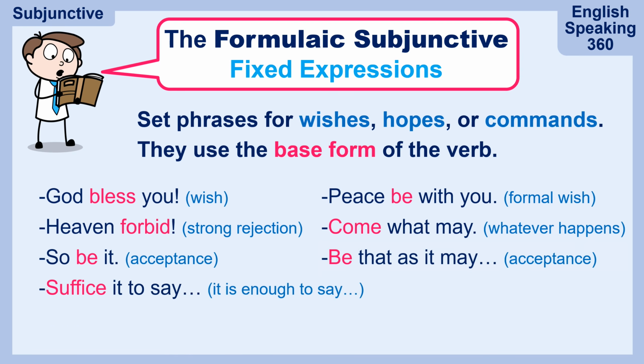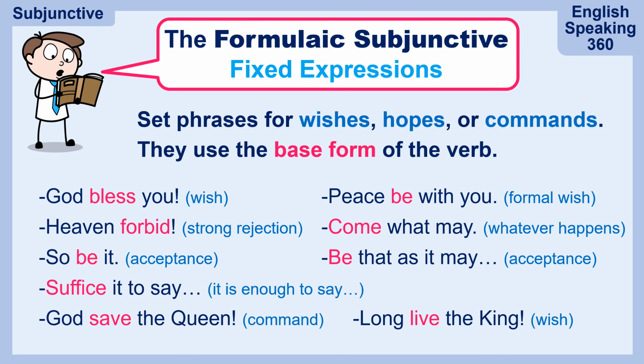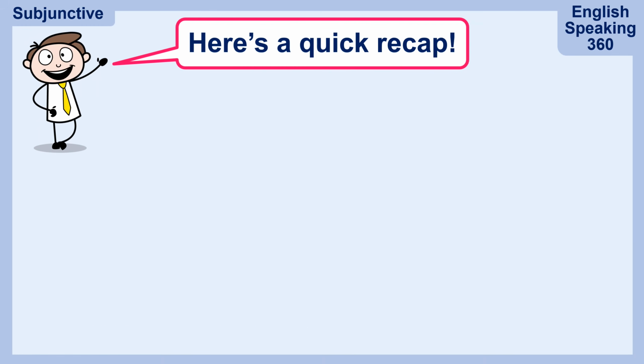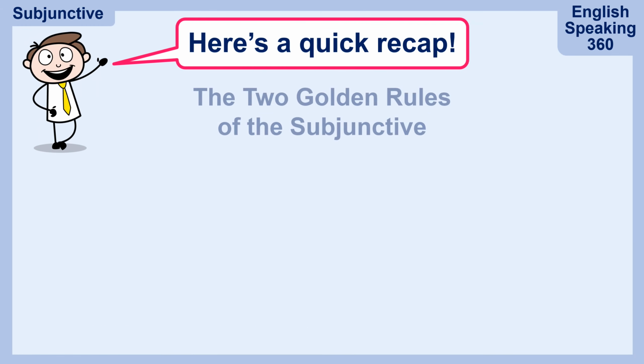Two more examples. God save the Queen is a command or even a wish. And finally, long live the king is also a wish. Here's a quick recap so you can understand even better. The two golden rules of the subjunctive.